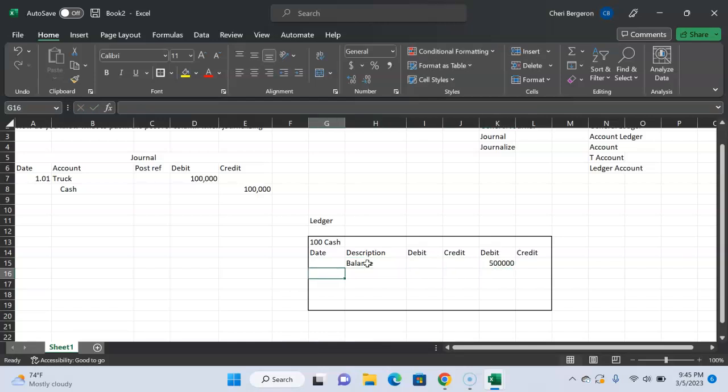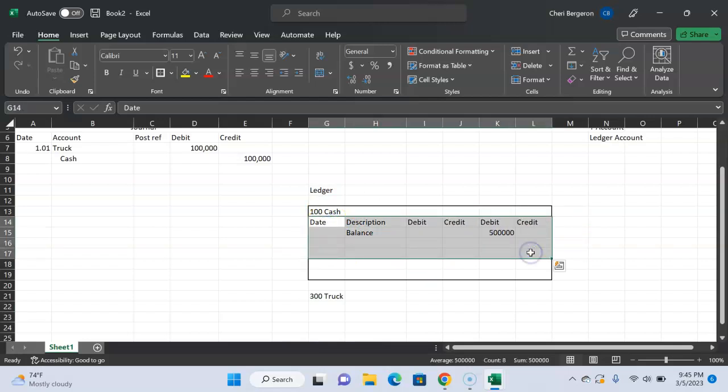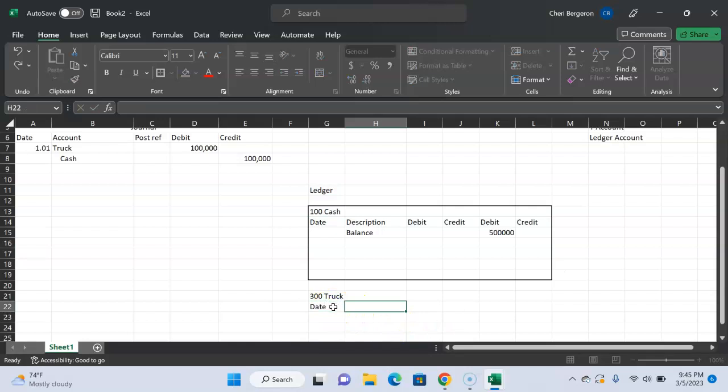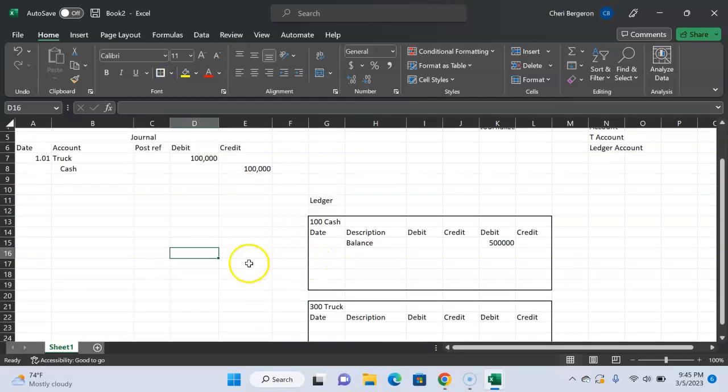Then let's make our other ledger account. We're going to need an asset of truck. So we'll make a truck account here, and it will look the same as far as this goes. We'll do date, description, debit, credit, and then the balance for debit and credit. We'll put a box around it so you can see this is our whole account. Alright, now I'm ready to post my journal entry to my ledger.